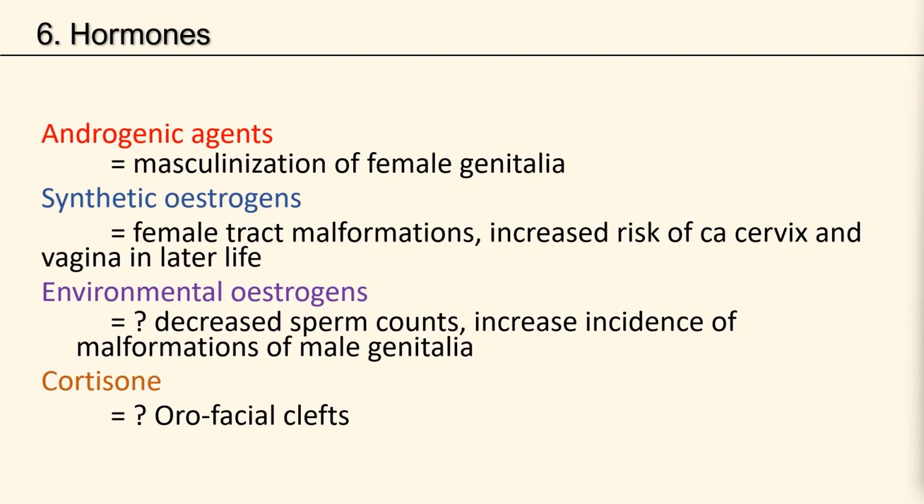Synthetic estrogens can also cause a problem with the female tract. We also see malformation of the uterine tubes later in life, as these can also increase the risk of carcinoma in the cervix and vagina. Environmental estrogens can lead to decreased sperm counts and increased risk of malformations of the male genitalia. Things like this in the media pop up quite a bit, particularly now as there are more plant-based lifestyles and veganism. A few of the researchers have suggested that an increased intake of soya, which is high in plant estrogens, can have an effect on these male reproductive tract malformations.